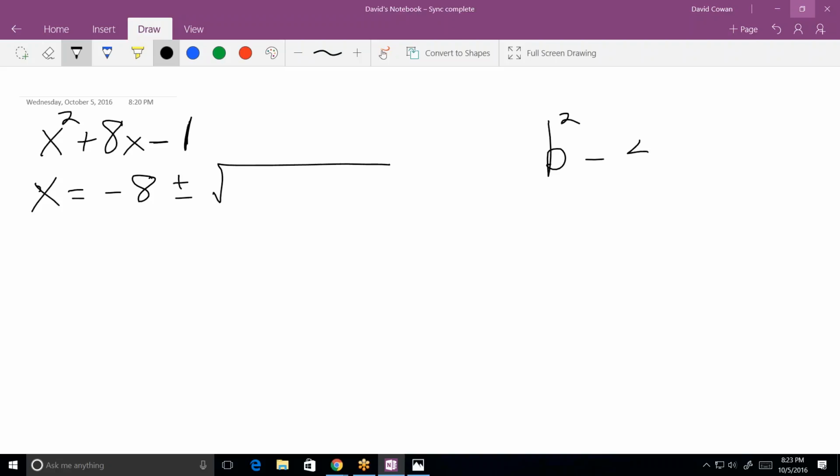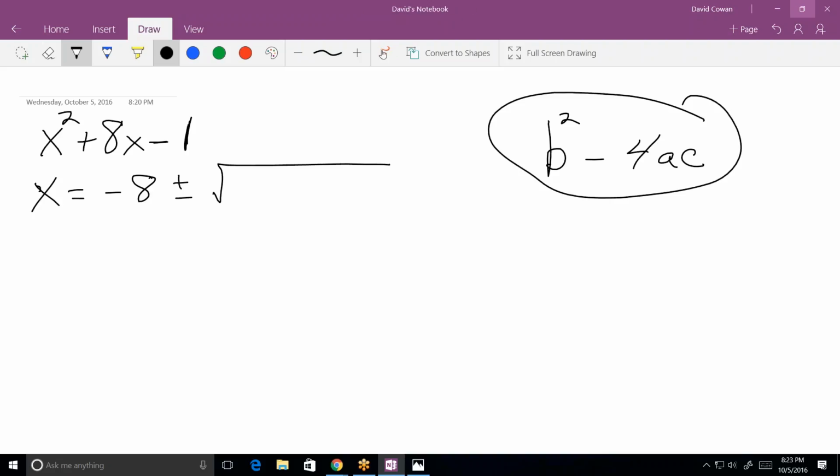Remember, b squared minus 4ac actually has its own name. That's called the discriminant. So we're taking the square root of the discriminant. That's the way to memorize it. It helps if you know that this thing actually has a name all by itself. You know why it does? Because it allows you to immediately determine whether you're going to have real solutions or imaginary ones.